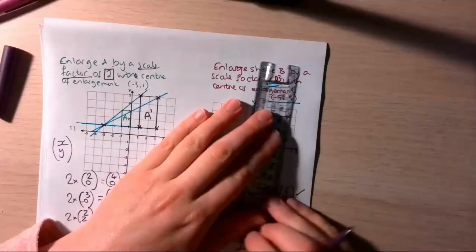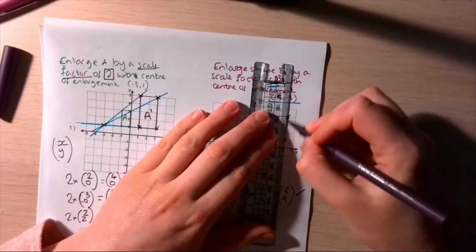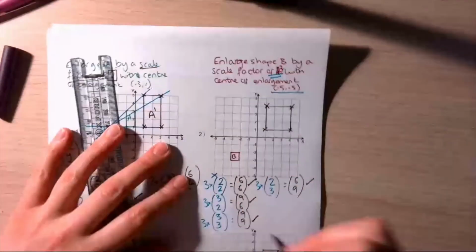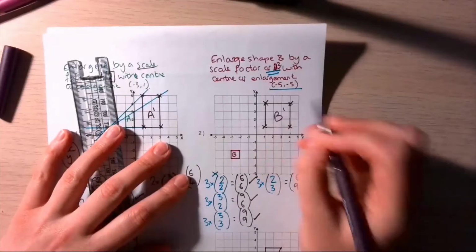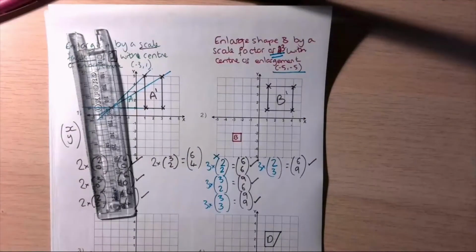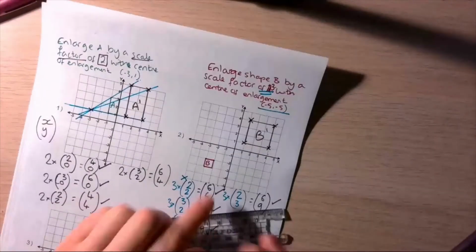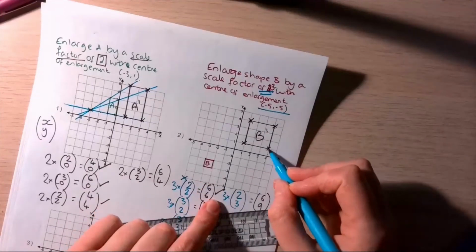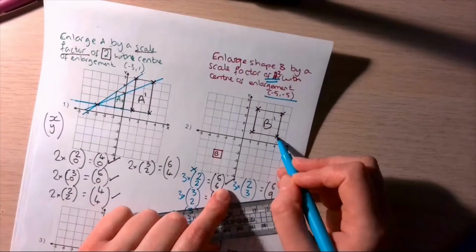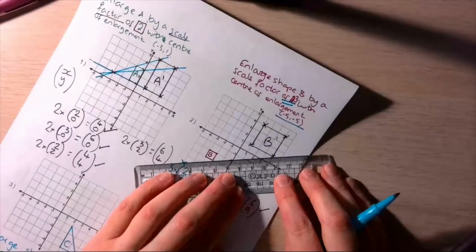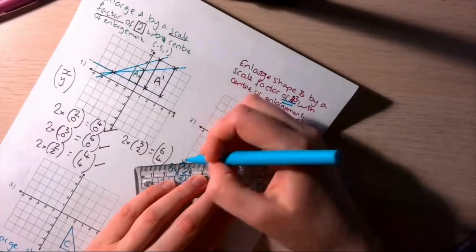And just join those up. And we are going to call this one B dash, because our original shape was B. And now we're going to go ahead and do that check. So I'm going to connect my bottom right point here with the bottom right here, and with the centre of enlargement. So hopefully it should make a nice straight line through all 3 of them.